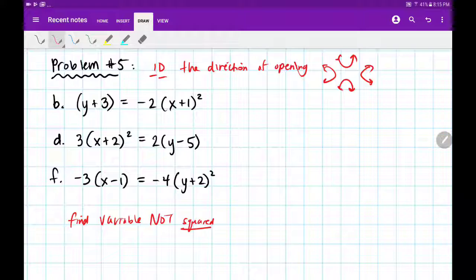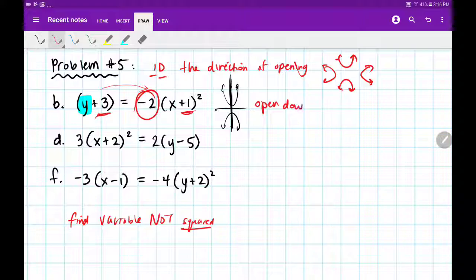Let's do B. Okay, the variable that's not being squared is the y. So that means I'm opening along my y-axis. That's either up or it's down. The y-axis runs up and down. Now, which is it? To figure that out, we look at the other side of the equal sign. Don't be distracted by this number, and don't be distracted by this number. I'm interested in the a out in front. It's a negative, so I'm going to open down. It looks like this.